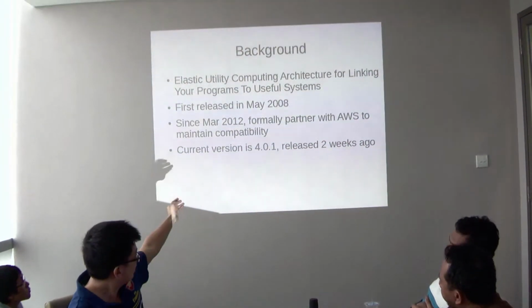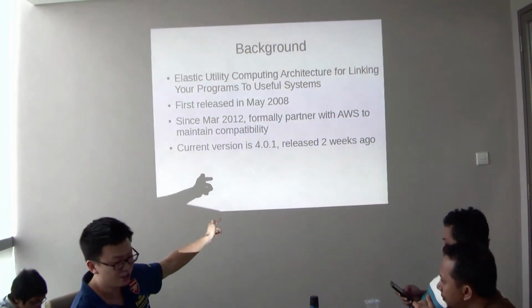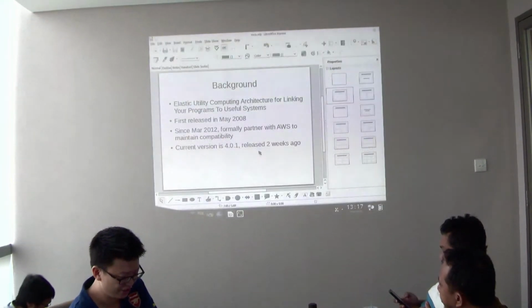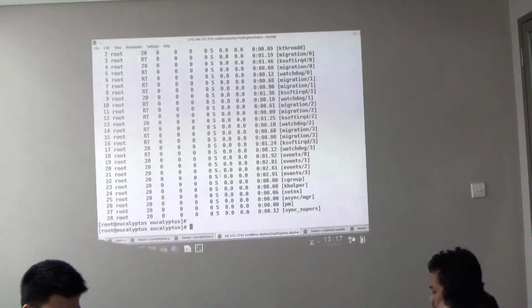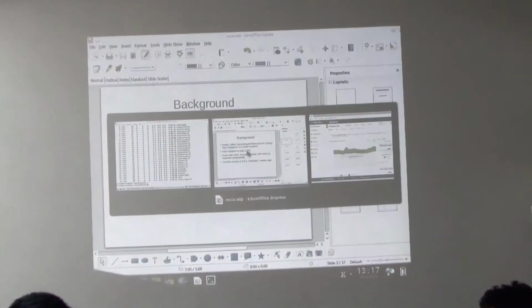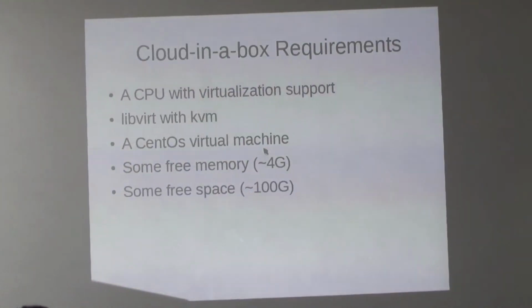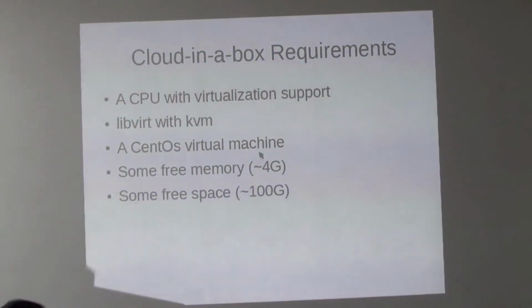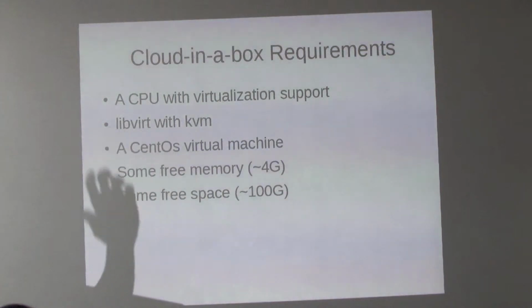So the current version of Eucalyptus is 4.0.1, just released 2 weeks ago, and I already have it installed right here. So this is the one. Okay, so let's go see the requirements. Eucalyptus provides a bash script for you, just like if you have used RVM, you will know. So you just run bash with a command.